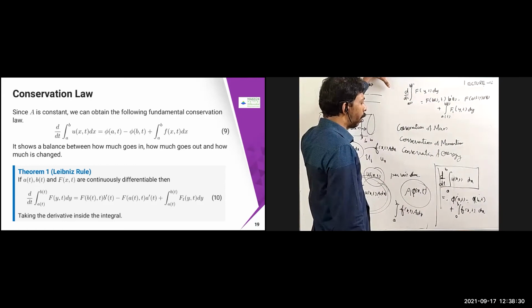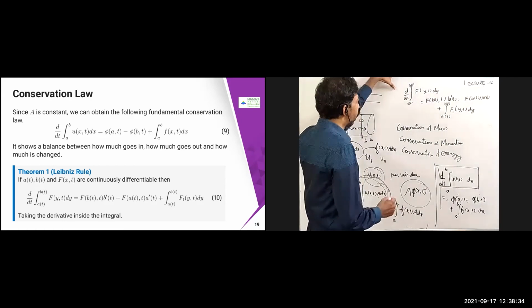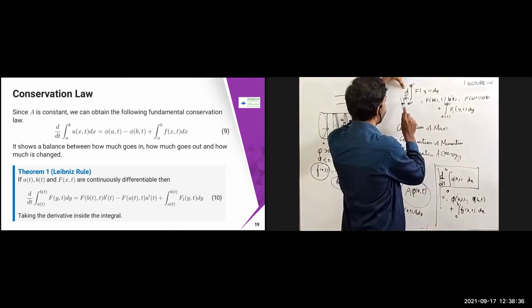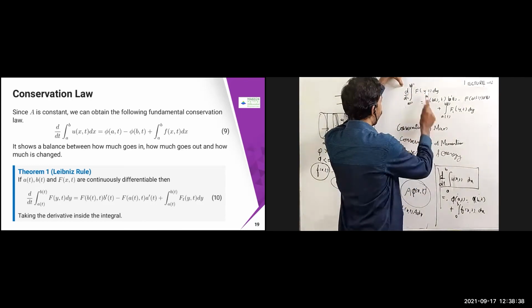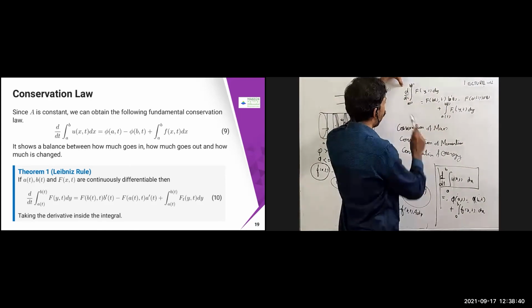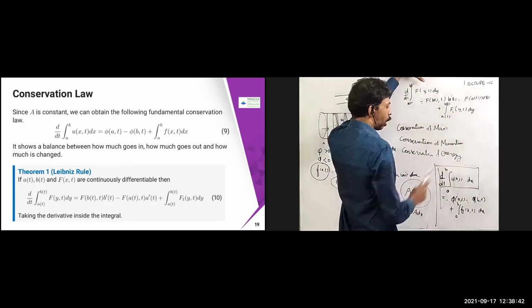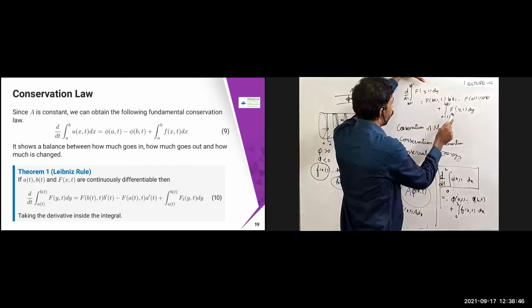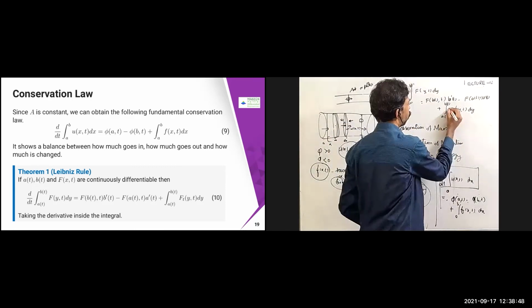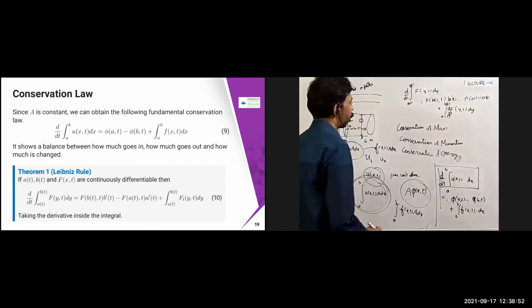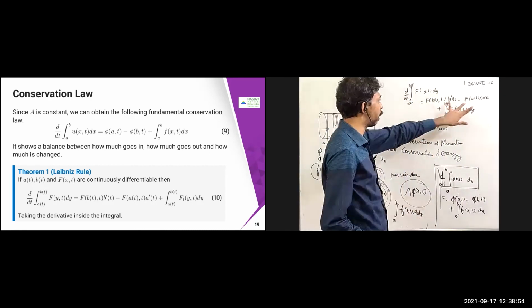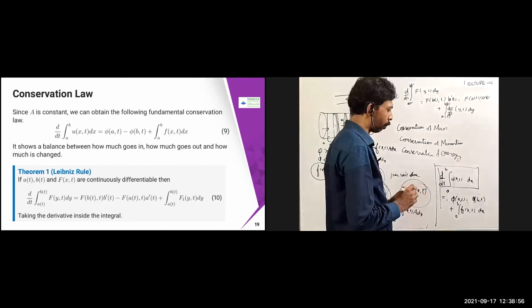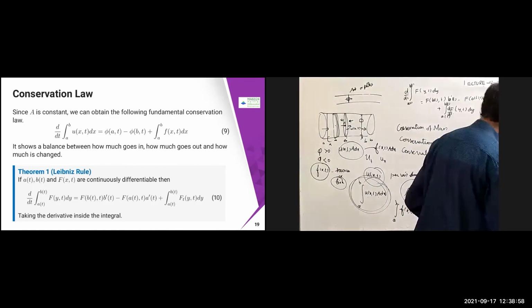So taking the derivative inside the integral, this talks about how to shift the derivative from outside to inside. Here d by dt is outside, whereas this is going to be inside. I can just write this as df by dt. That is what I am doing. In that case, additionally, we get two extra terms, and that is what we are going to use for this one.